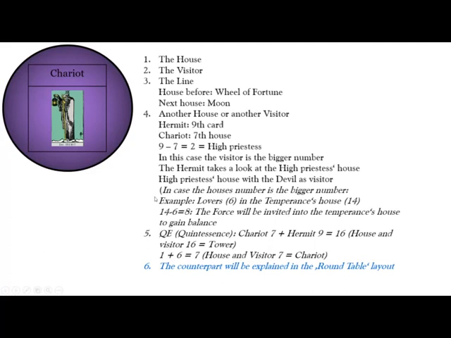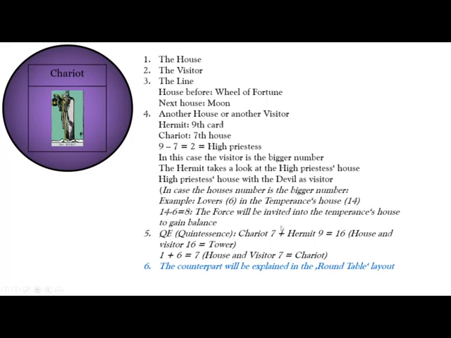For example, the Lovers are in the Temperance house. Here it would be the card number 8, and then you say, okay, you have to bring the Force into the Temperance house, so that it will be balanced between the visitor and the house. Then you have the quintessence. Here you have 2 quintessences. Which one? Because we have the 9, and the 9 is always shifting back to the other number. So you have 2 things.